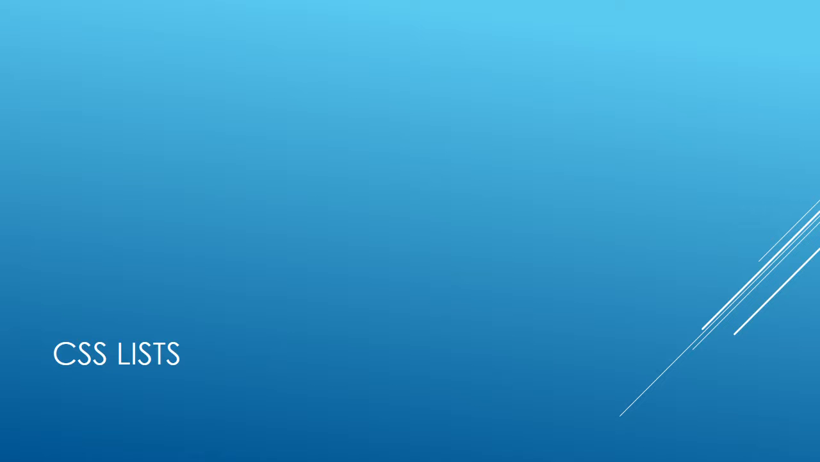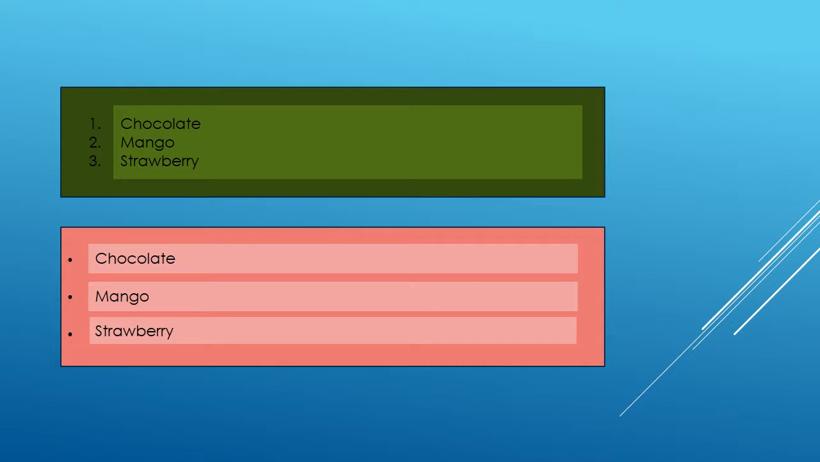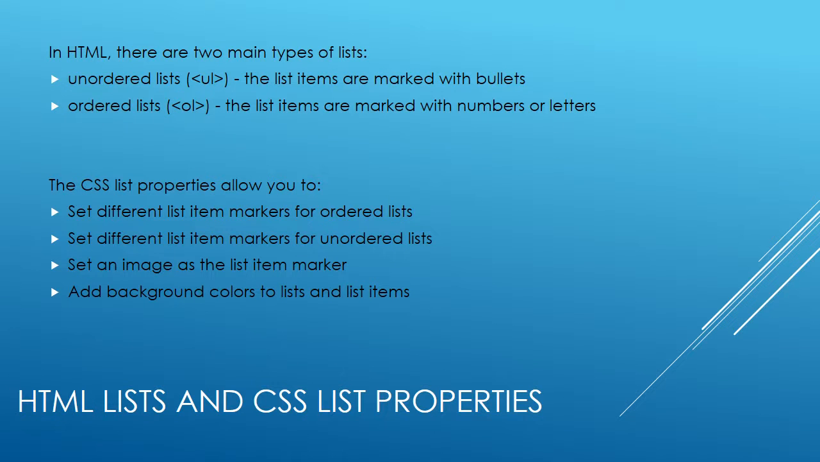CSS lists. An example of CSS list. In HTML, there are two main types of lists. Unordered lists, UL: the list items are marked with bullets. Ordered lists, OL: the list items are marked with numbers or letters.